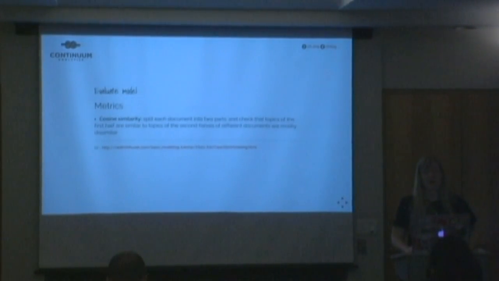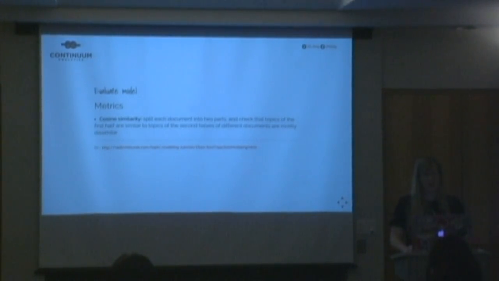Then you can have more, but that's very costly, right? Every time you add a human in your loop, it's a very costly process. So you want to find metrics that allow you to automate this process. And there are several. There's one that's called Cosine Similarity.